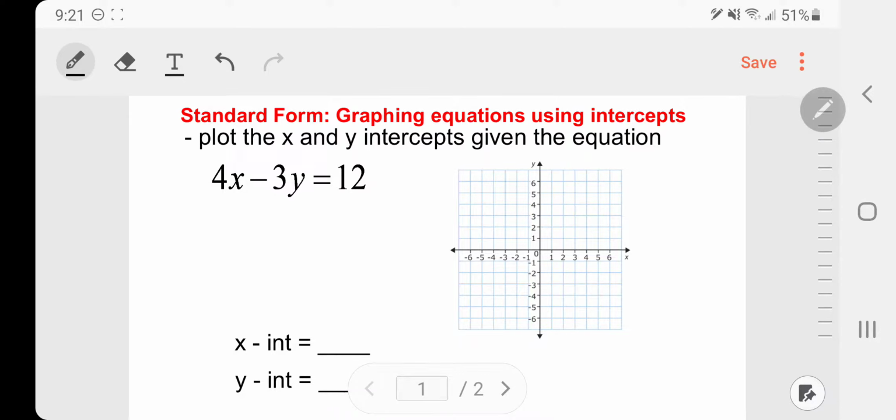Hey everyone. In today's video, we're going to take a look at how to graph a linear equation given in standard form. I'm going to show two different methods here.